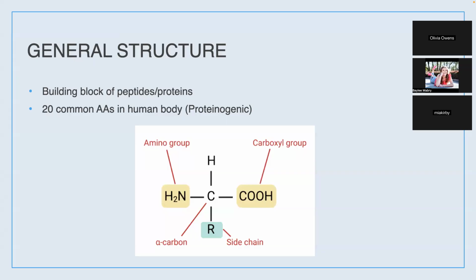Anyway, these are the building blocks of peptides and proteins. When we get to the next chapter, we're going to string together these amino acids to make long polymers of amino acids that we call peptides and proteins. So the general structure is: amino group, carboxyl group, R group, alpha carbon. All right.